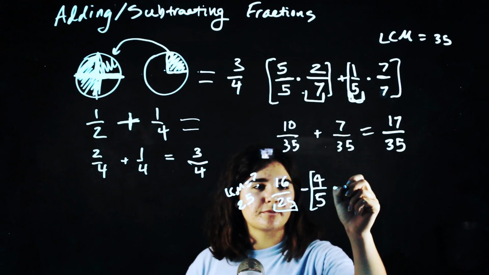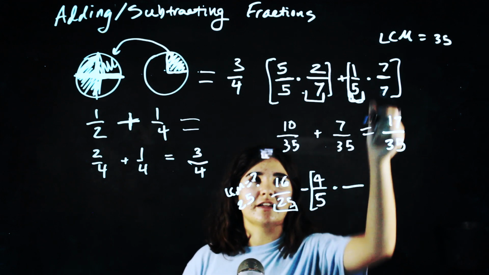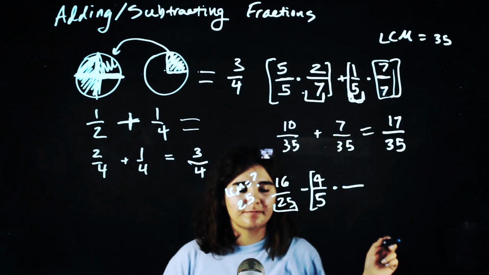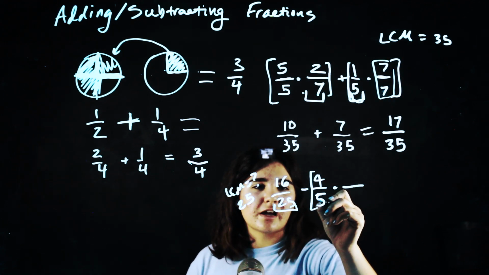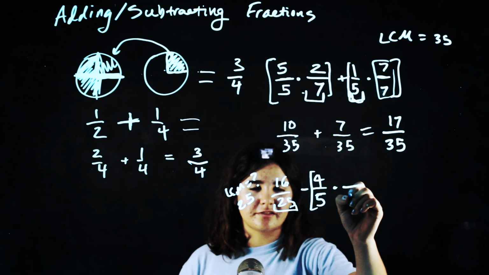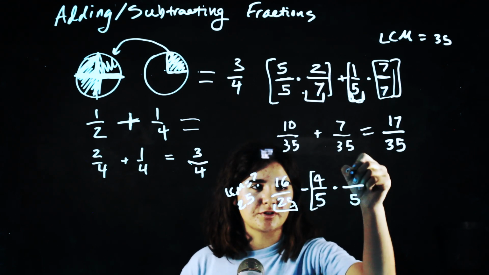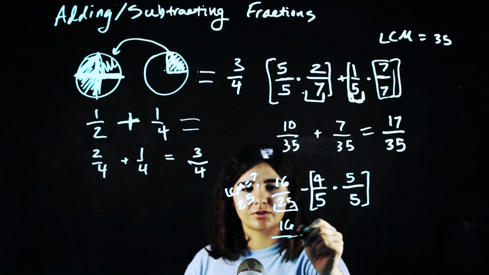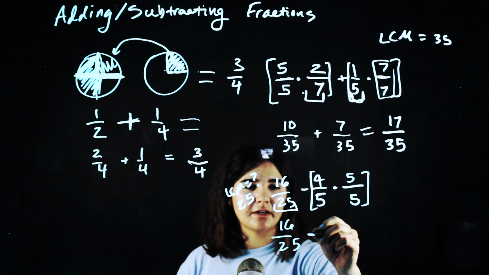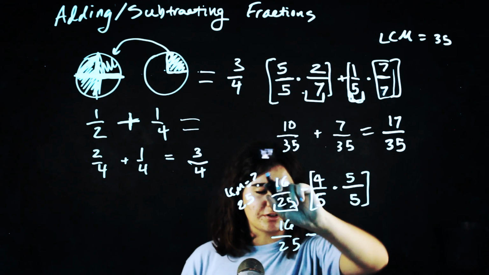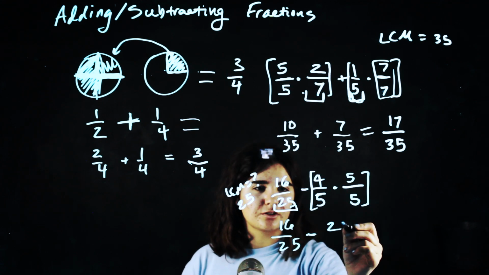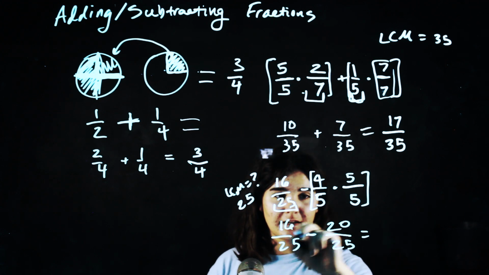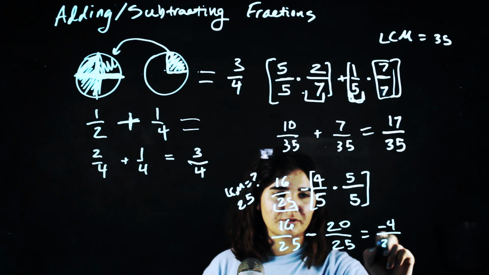So again, we're going to multiply by some fraction, which is just going to equal 1 when you really think about it, because 7 over 7 is 1. So 5 times what is going to get us to 25? Well, it's just going to be 5. So we're going to put 5 on the top and bottom. So now we have 16 over 25 minus, and then again, we're just going to multiply across. So 20 over 25, we're going to subtract, and we're going to get negative 4 over 25.